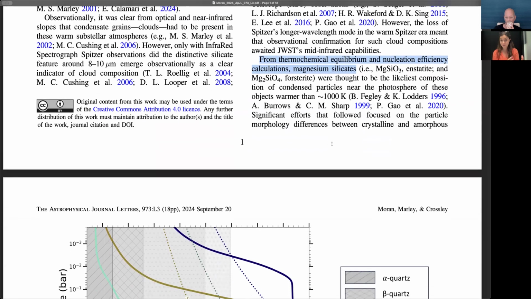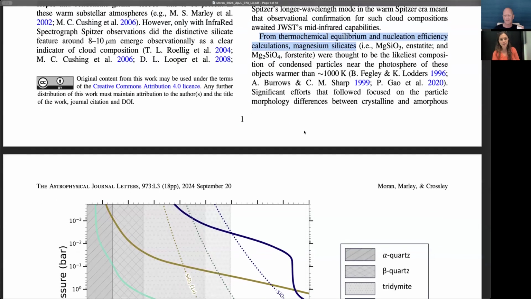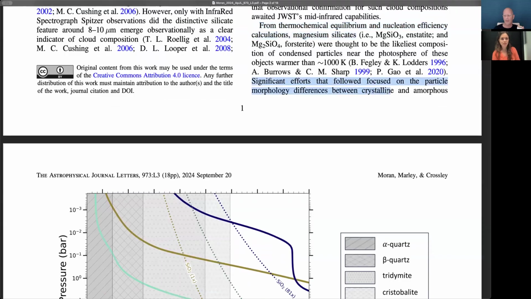From a theory perspective, you would expect them to be crystalline because if you maintain high enough temperatures, things should crystallize and then stay as crystals. You'd really only expect the amorphous or glassy kind if you cool things off really quickly. Quench it, exactly.